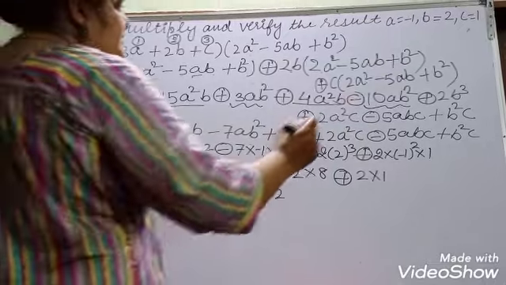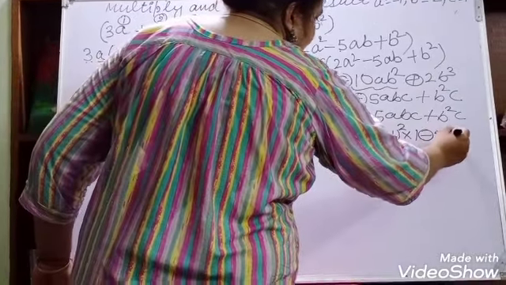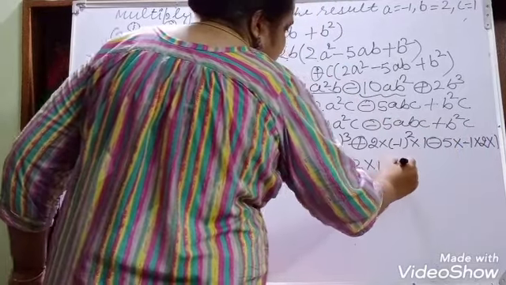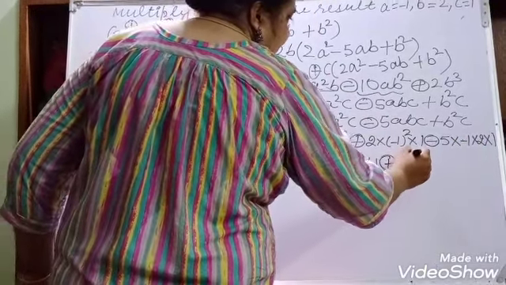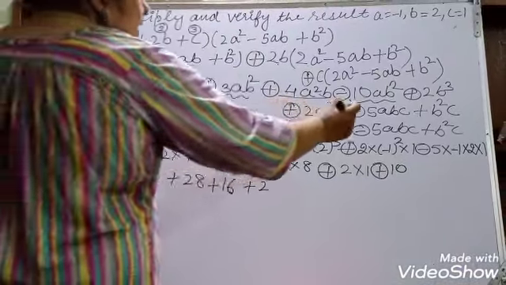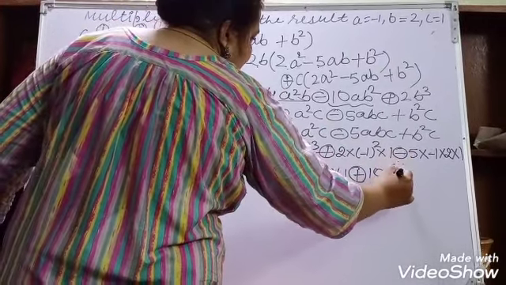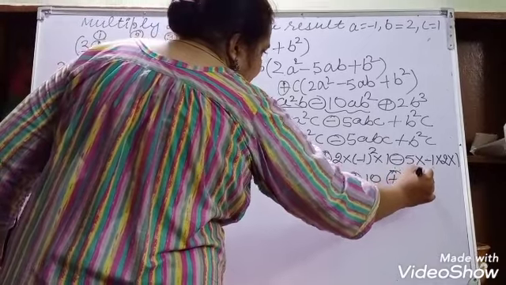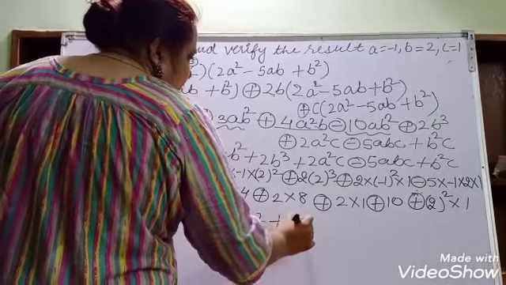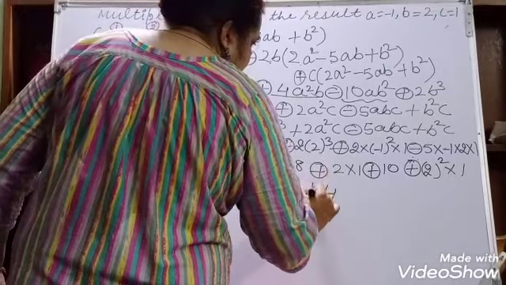So the next one is -5abc. 5 into -1, what is b? 2. What is c? 1. Minus will become plus. 5 into 2 is 10. Then the last expression is b square c. I'll write here, b square is 2 square and c is 1. Okay. Now 10, 2 square is 4. I'll write here plus 4.